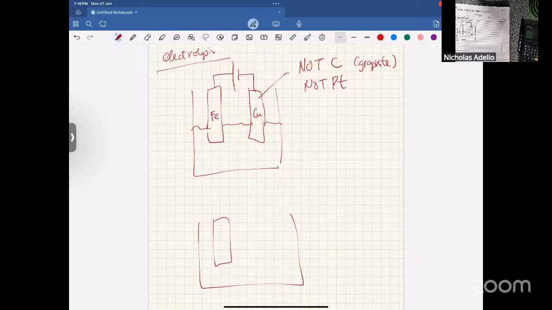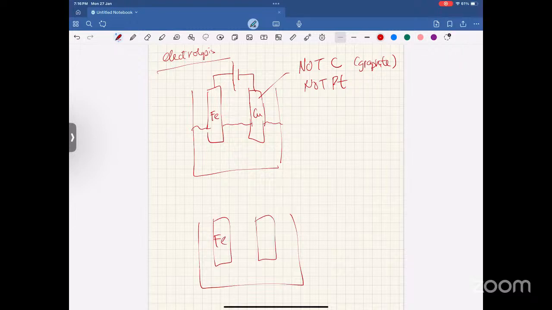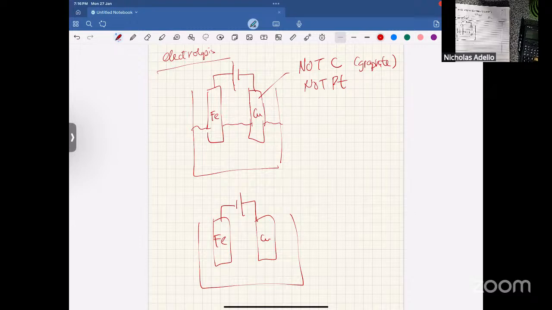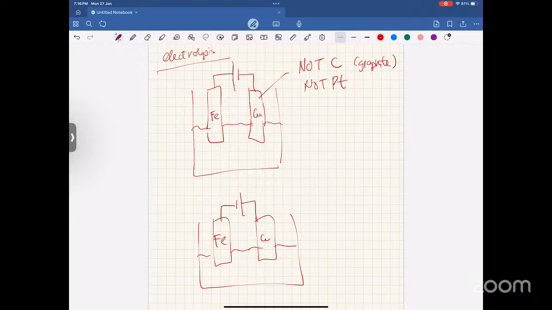Isn't it a redox reaction? Electrolysis reaction is always redox. Hey, hey, hey. I'm saying, isn't it technically electroplating? Wouldn't it be? You have learned electroplating?